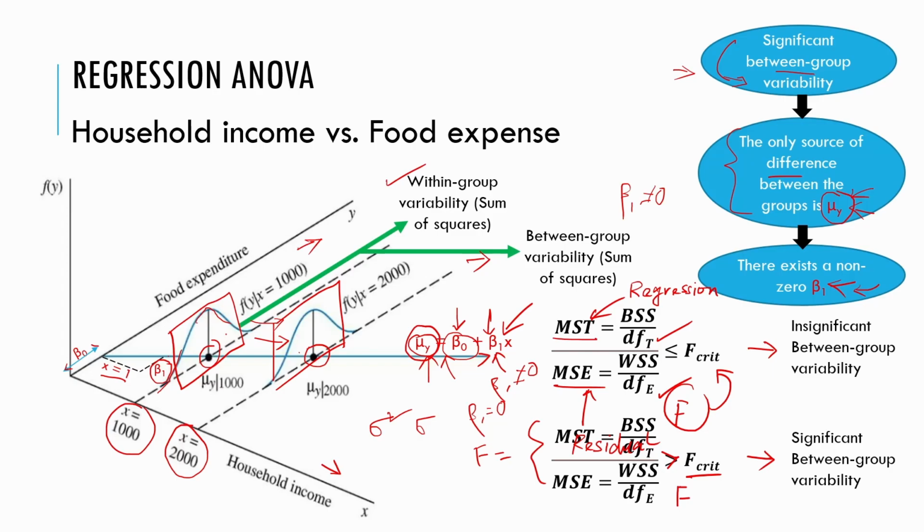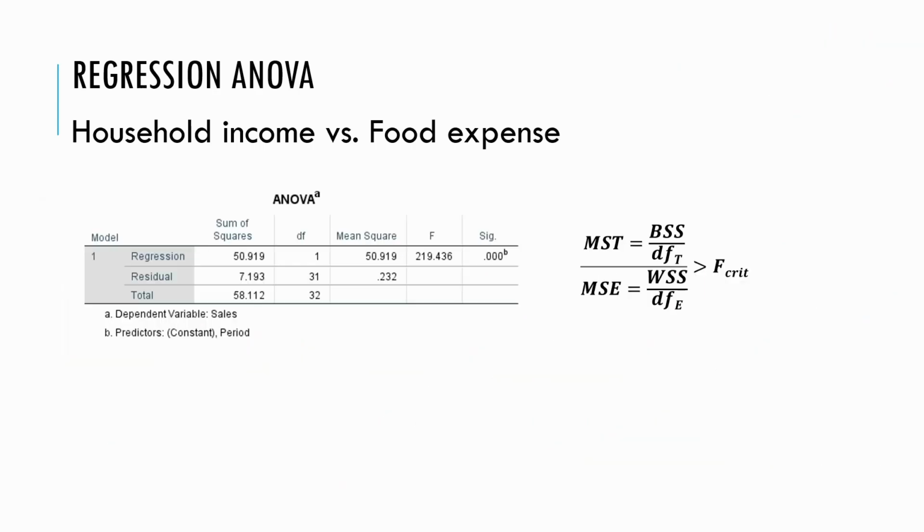So this is about the ANOVA. Now let us come to the report that was taken out from the SPSS output. So this was the ANOVA report. You see, these are the two sum of square values that we will get. This is the regression sum of square, and this is the residual sum of square.